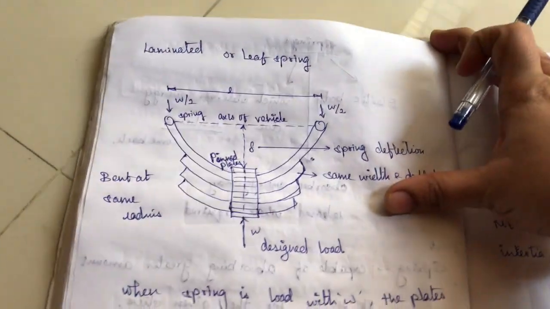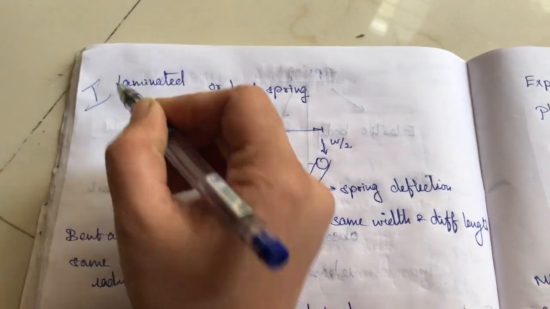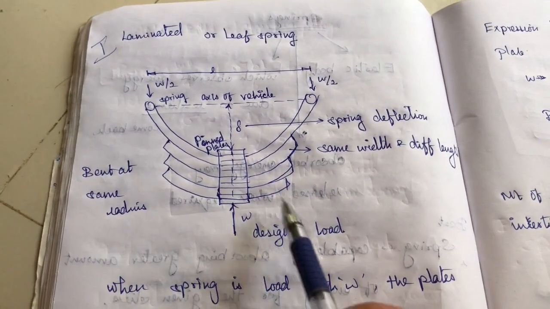Okay, and so first we're going to see about the laminated or leaf spring. Okay, so this is what it looks like.